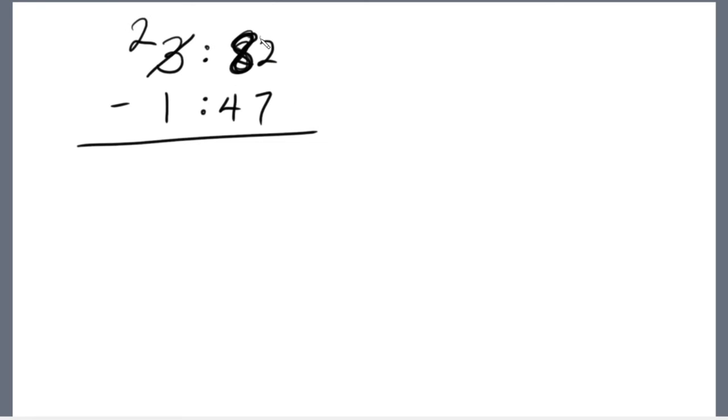2 minus 7, we can't do it, so we borrow. 12 minus 7 is going to be 5. 7 minus 4 is 3. And then we have our hours. 2 hours take away 1 hour is 1 hour and 35 minutes.